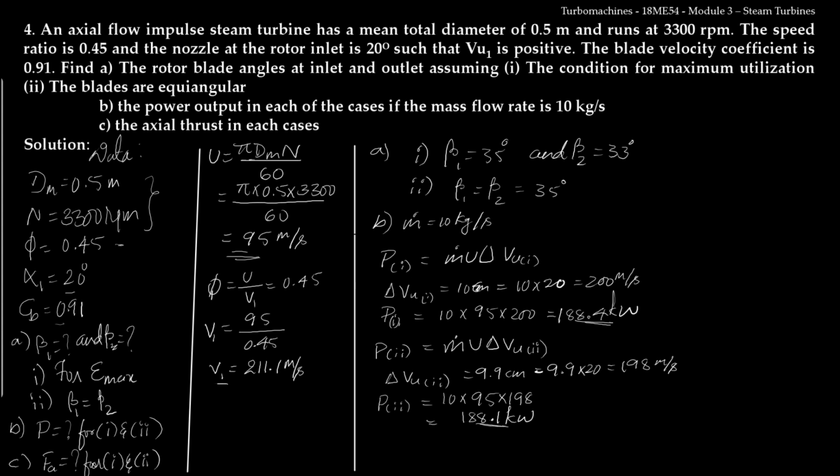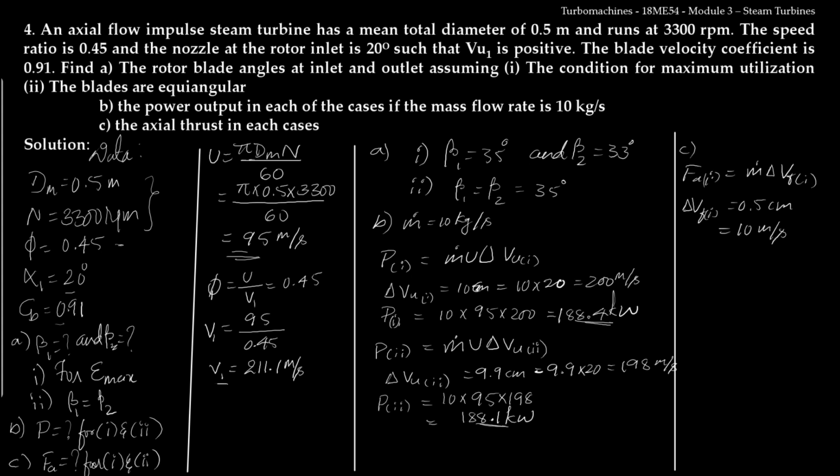Now we need to find out the axial thrust. So C, we need to find out the axial thrust. Axial thrust for the first case is given by m dot into delta Vf for the first case, and we know that delta Vf for the first case was 0.5 centimeter. If we convert that into meter per second, then that would be 10 meter per second. So, Fa will be equal to 10 into 10, which is 100 newtons. So, Fa for the first case or first condition.